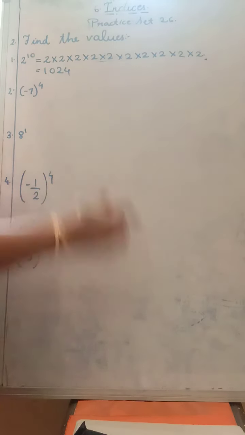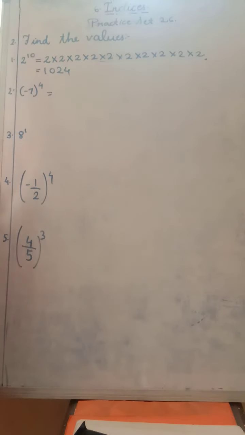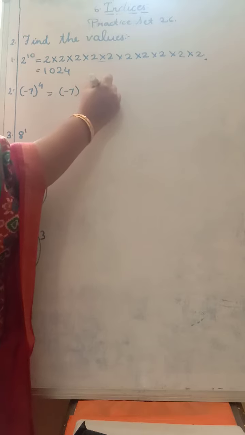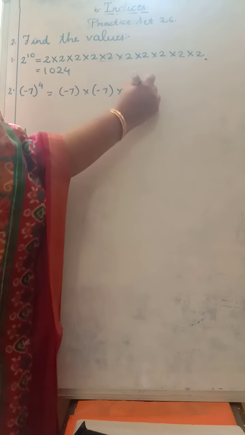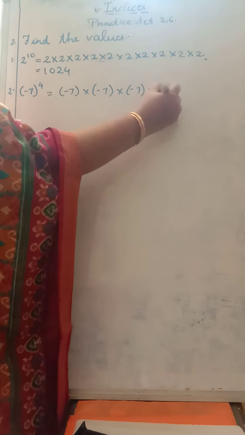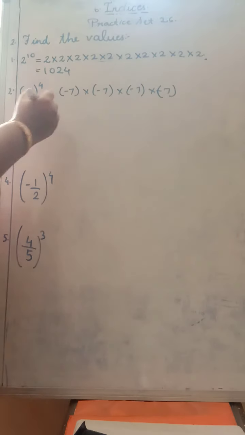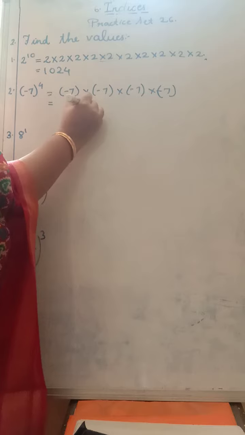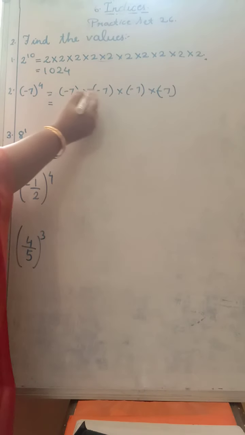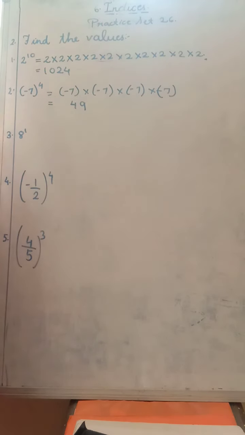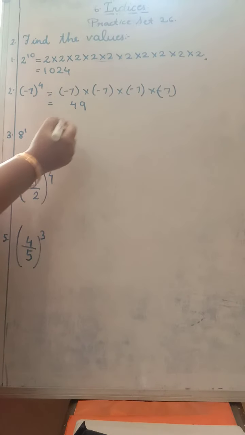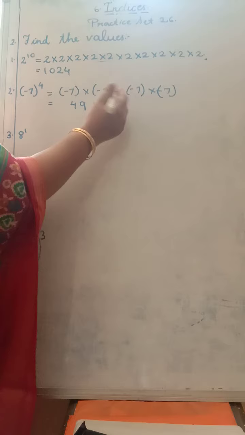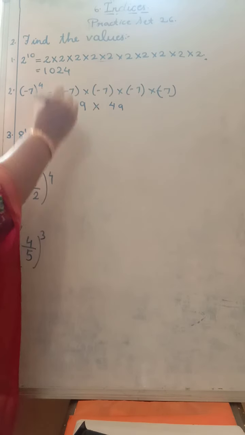Now the next sum. Negative 7 raised to 4 means should we write this negative 7 into negative 7 into negative 7 into negative 7, 4 times. Now see children, negative 7 into negative 7, what is the answer? 49. Because both the signs are same, that is negative, it will be a positive answer. Now 7 7s are 49, negative negative positive, so 49.